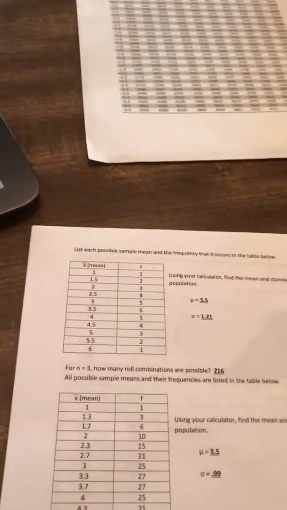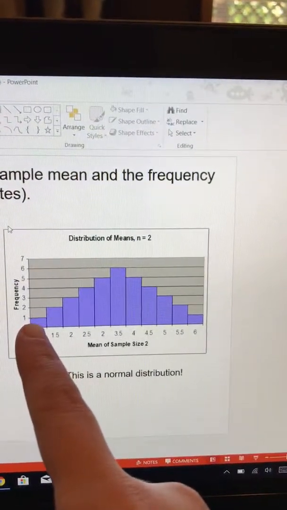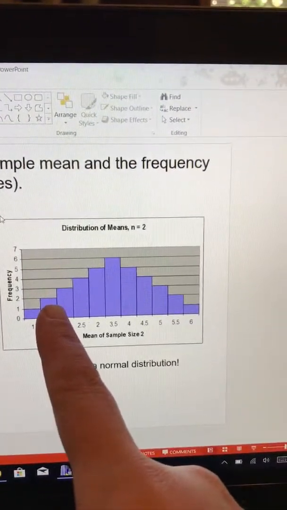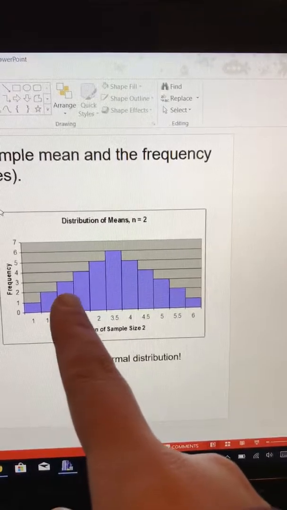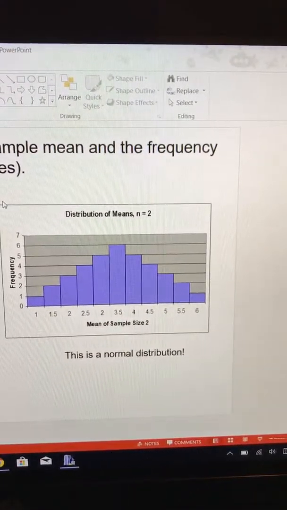So if you look here, I have it graphed. This is the graph. A mean of 1 occurs 1 time, mean of 1.5 occurs 2 times, and mean of 2 occurs 3 times, and so forth. So you can see it is a normal distribution.